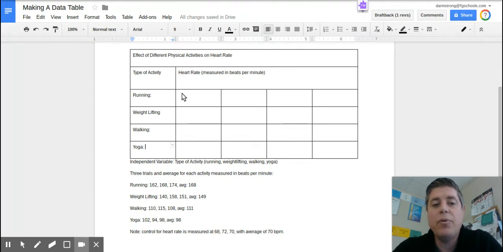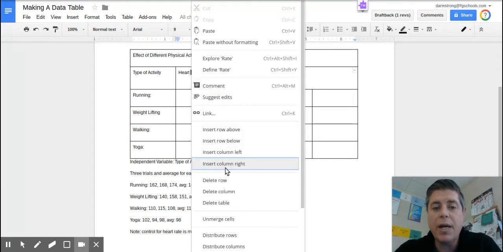Now, if I put trial here as a heading, that would look a little silly. So what I'm going to do is come back up. Sometimes this happens, guys. You may realize this, and it's a very simple fix. I'm going to come into the cell, right click, and then insert a row below.